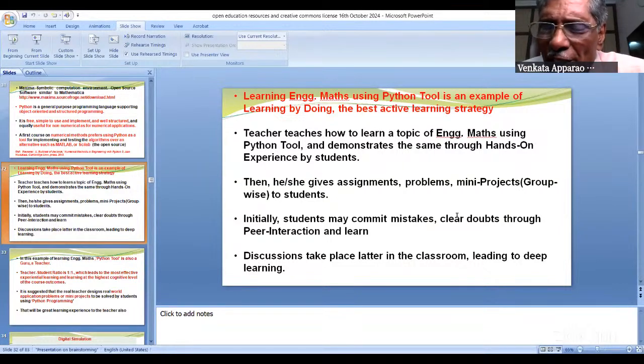What is the teacher-student ratio then? 1:1. Software is the teacher, tool is the teacher, and the student. 1:1. So 1:1, you see, is the best. You can achieve the highest quality when the teacher-student ratio is 1:1. That is the power of free and open source software in a variety of disciplines of knowledge.